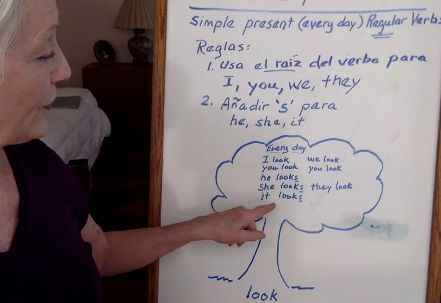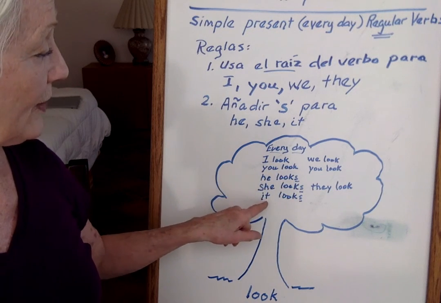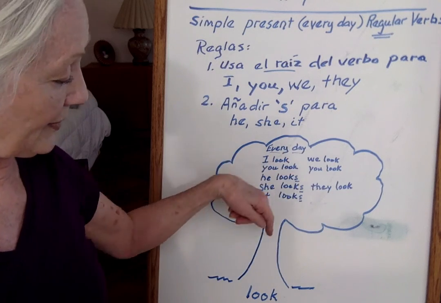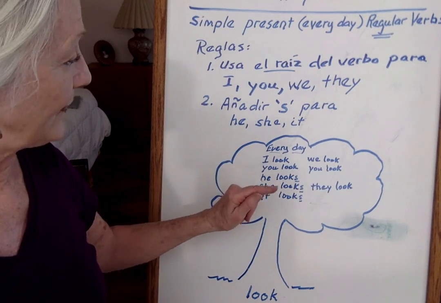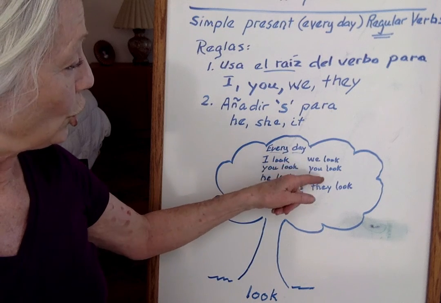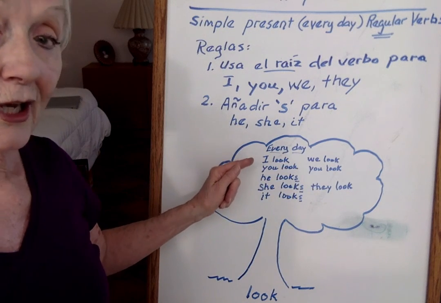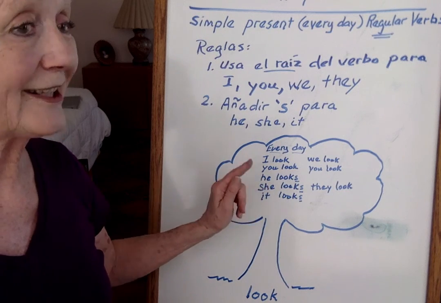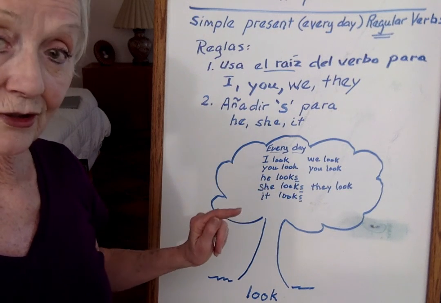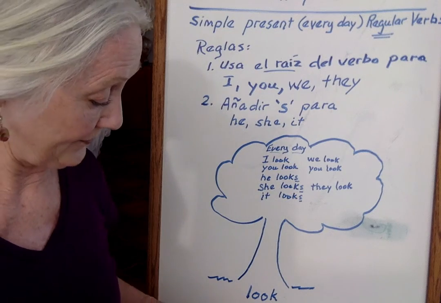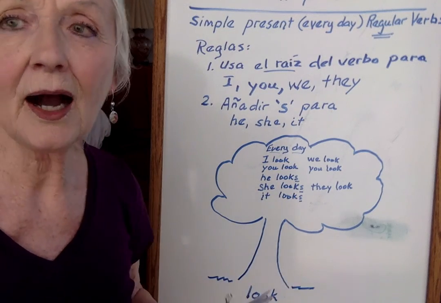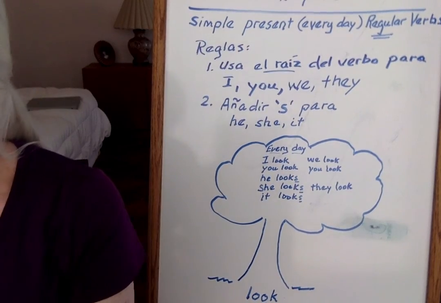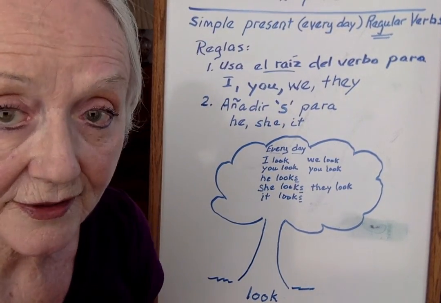Solamente tres, ok? Todos los plurales, solamente el raíz. Los plurales. Look, look, look. And I look and you look también. But he, she, it looks, looks, looks. Right? Now, hay miles y miles de verbos regulares en inglés.